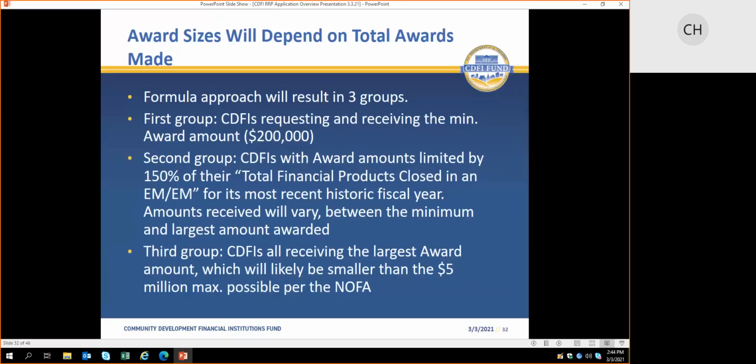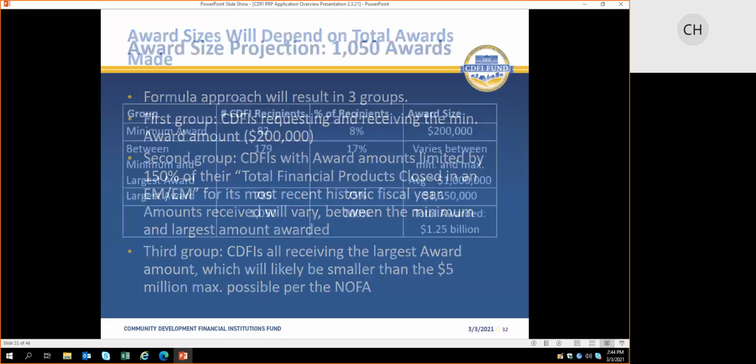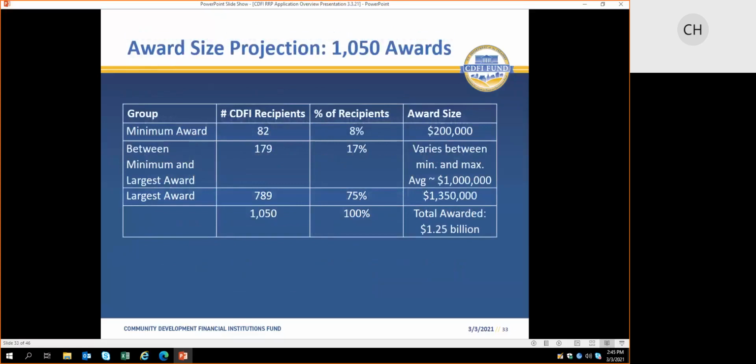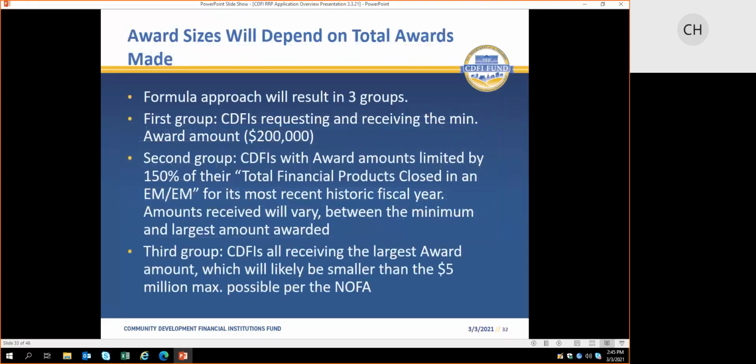I'm going to skip for a second to the third group. This will be the CDFIs receiving the largest possible award amount, which we're estimating. I'll show you some estimates in the next few slides, but around, for example, $1.35 million. And then the group between those two is going to be a group that's limited by the total financial products being closed, that 150% amount, so that would result in them not being able to receive an award of the largest amount, but larger than the minimum. So award sizes in this second group will vary between $200,000 and the largest amount received.